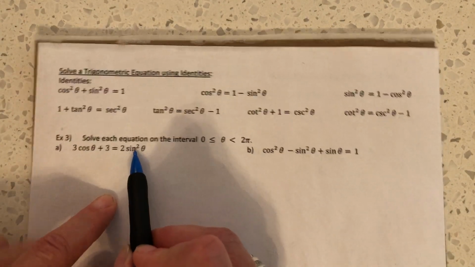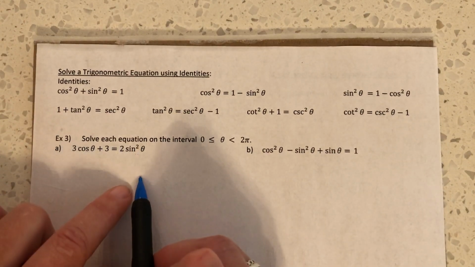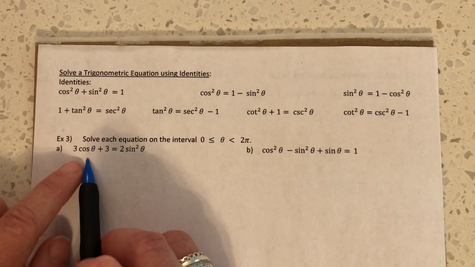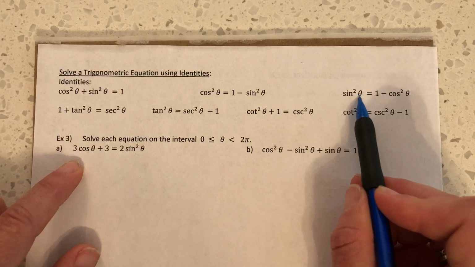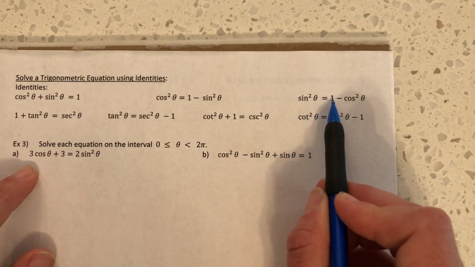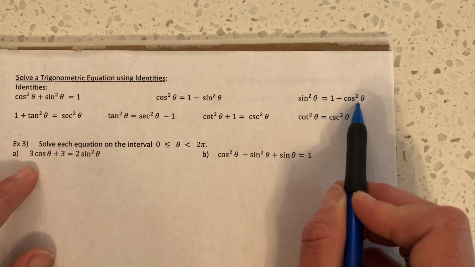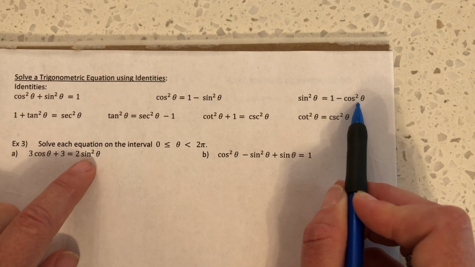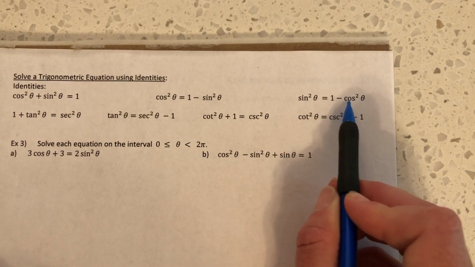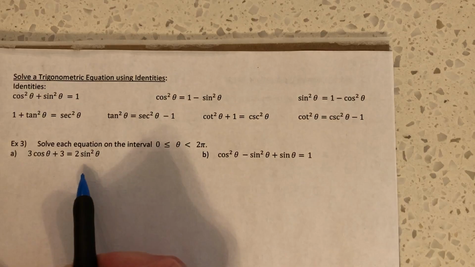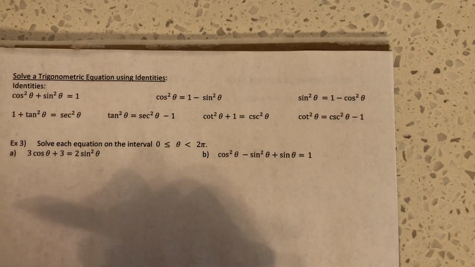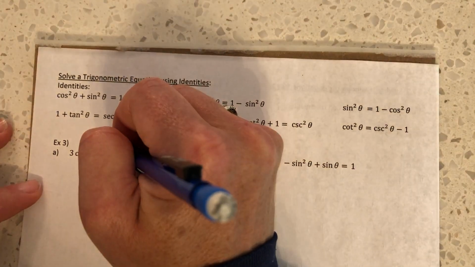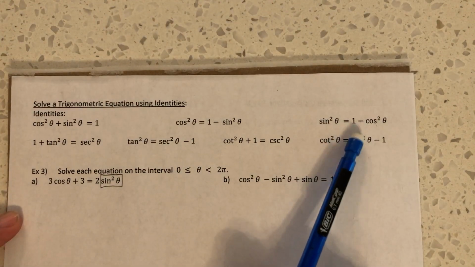So guys, think about it. How could I get sine squared theta out and more cosine thetas in? Well, guys, look right here. It says sine squared theta is equal to 1 minus cosine squared theta. So I could take sine squared theta out and put 1 minus cosine squared theta in. And then this equation would only have a cosine function in it. So that's what we're going to do. We're going to take sine squared theta out and put in what it's equal to in terms of cosine.